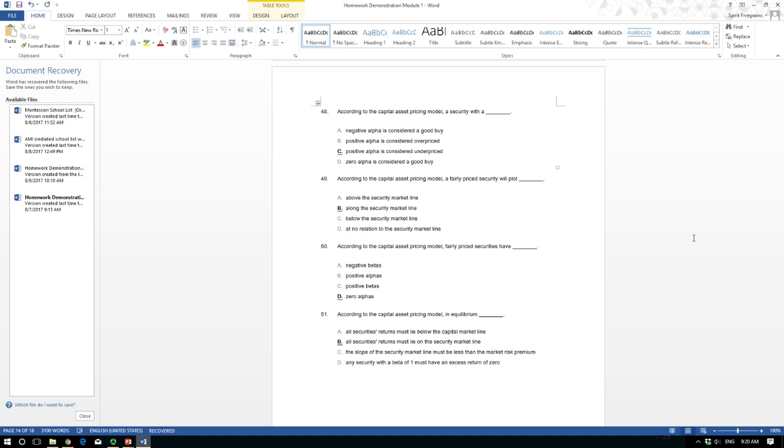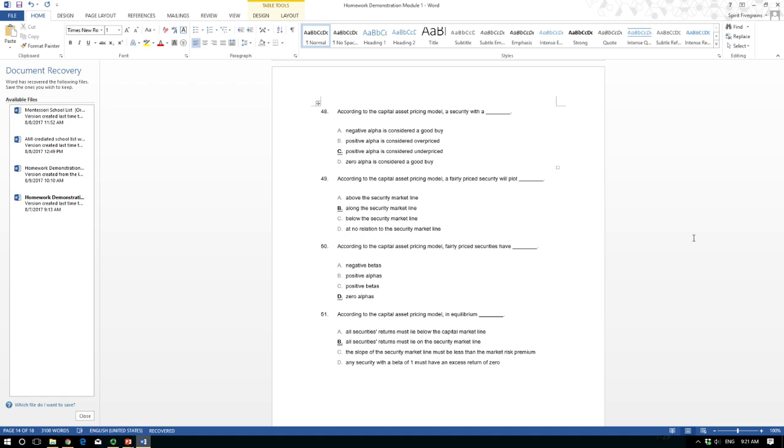Number 49, according to the capital asset pricing model, a fairly priced security will plot above, below, or along the security market line. And this is very simple, of course, on the equilibrium level. A fairly priced security means it is in equilibrium, right?